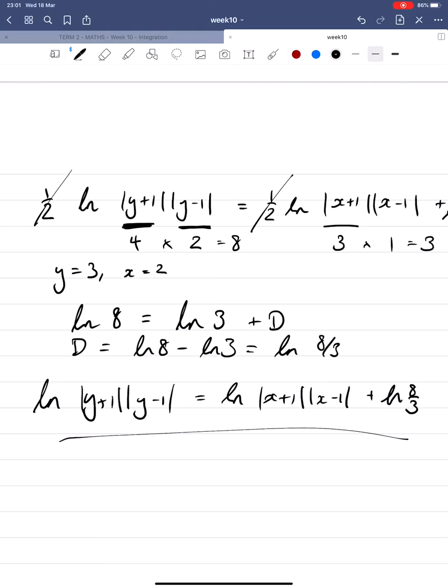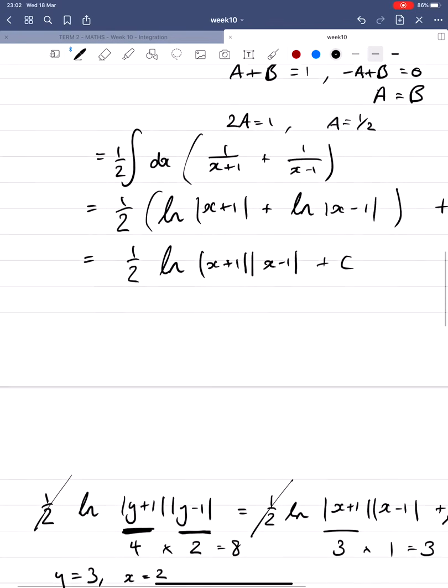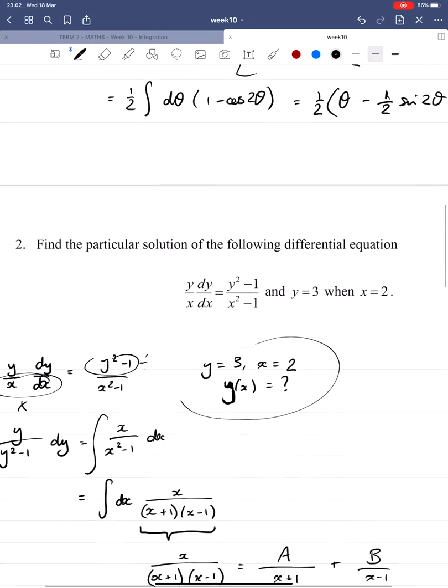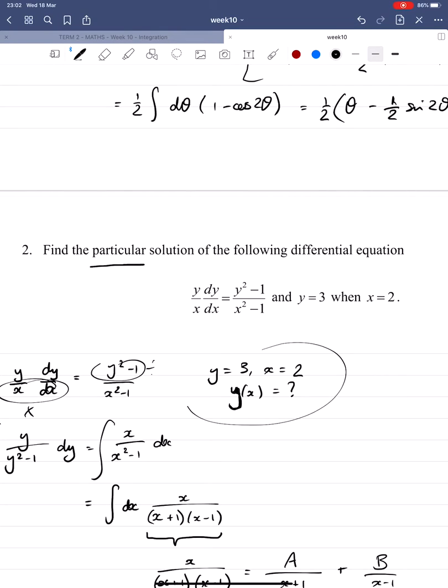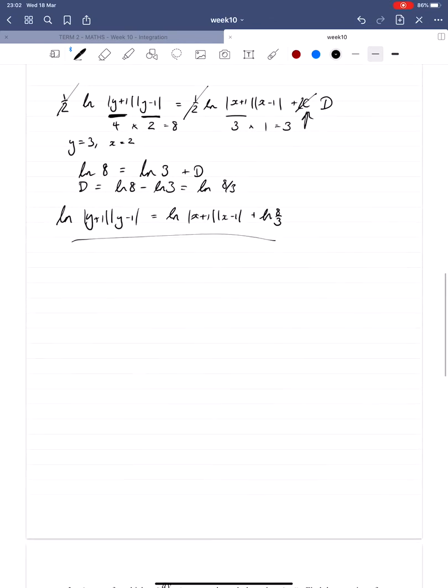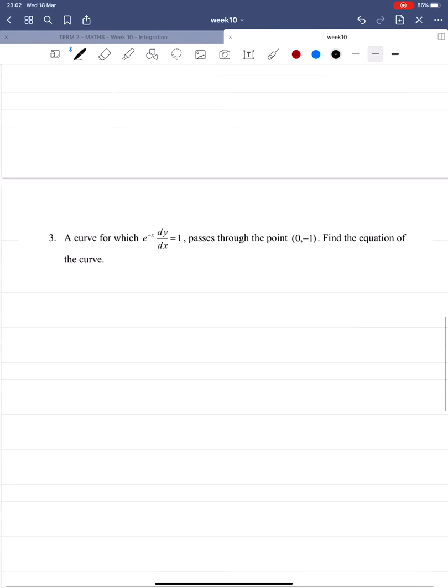Good. So what did we have in there that was a bit different? We had to use partial fractions, and then we had to substitute in the values to find this d, or c, or whatever you call the constant. And that's the key point. Whenever it says find the particular solution, that means find the constant of integration. That's all it means. So find the equation and find the constant. Very good. Nice. Let's do this one.